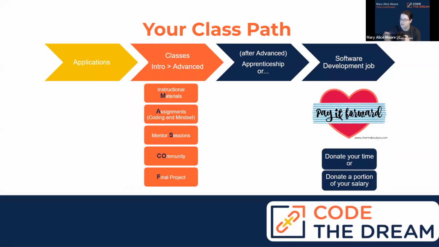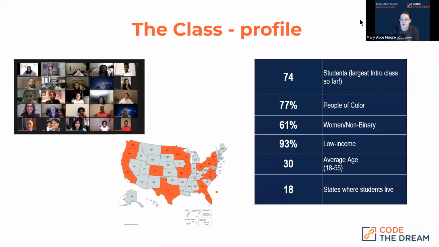So after the advanced classes, you can either do apprenticeship or a software development job. If you move on to a software development job, we just ask that you remember the pay it forward that we talked about in the application process and either donate your time by coming back as an assignment reviewer or a mentor helper or something along those lines to help other students that are following in your footsteps. Or if you land a really awesome high paying developer job, then donate a portion of your salary back to Code the Dream.